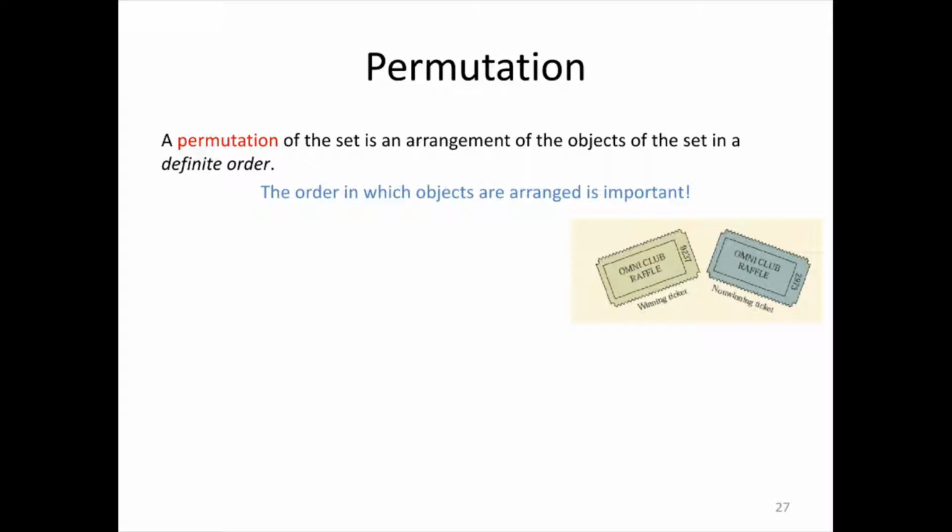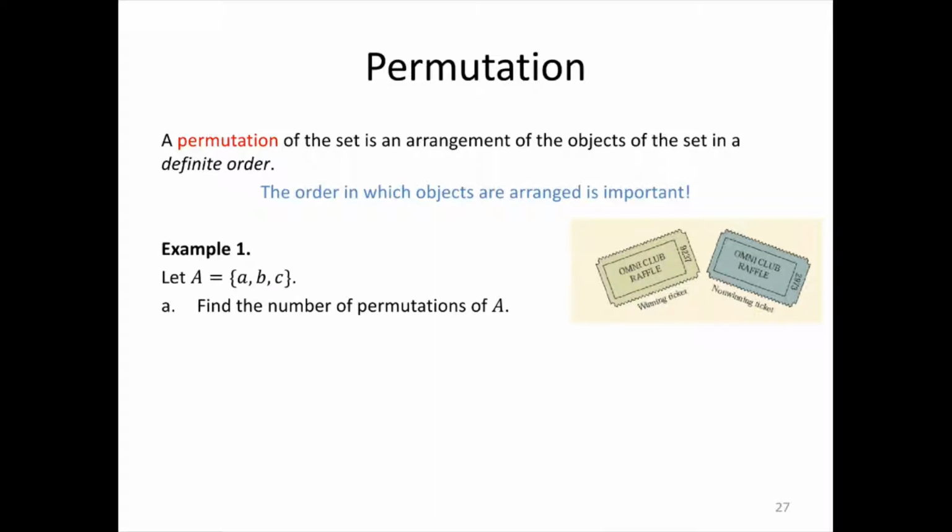For instance, if you have a raffle, and the winning raffle number is 9237, of course the other ticket with number 2973 is not a winning ticket, right? So again, the order of arrangement is very important in permutation.